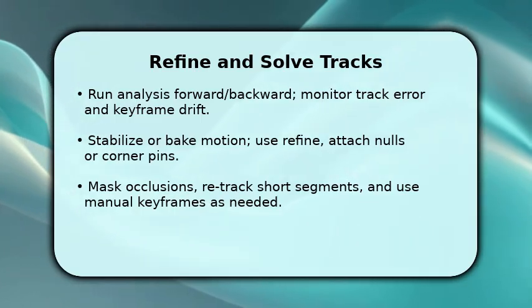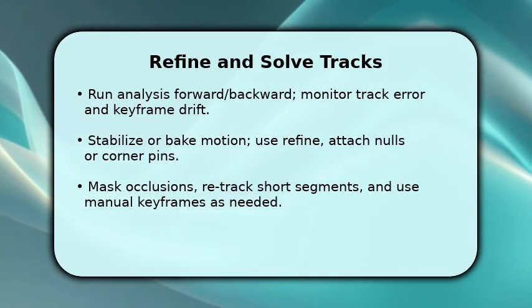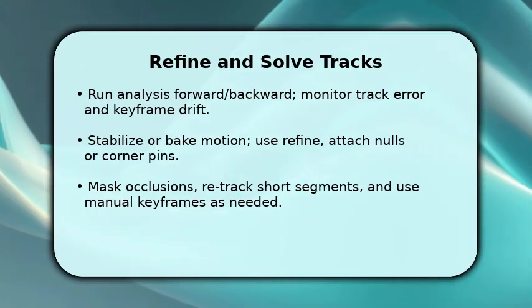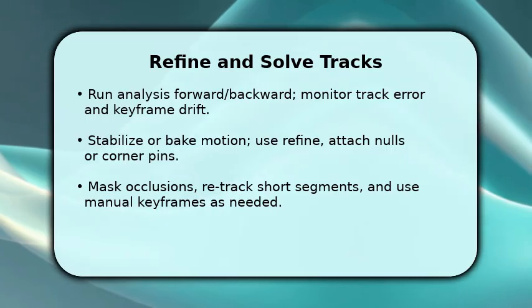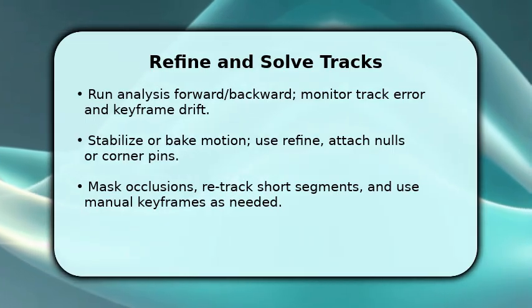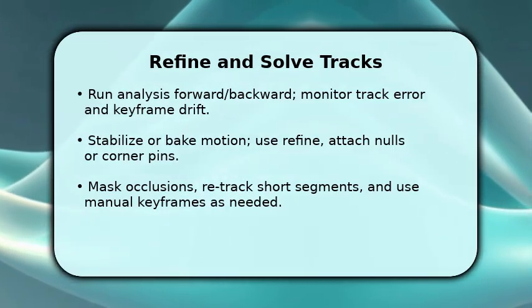If you need object stabilization, invert the track or bake motion to a null. If compositing, apply corner pins or attach layers to the solved nulls. Make sure to mask moving occlusions and add manual keyframes where automatic tracking fails.